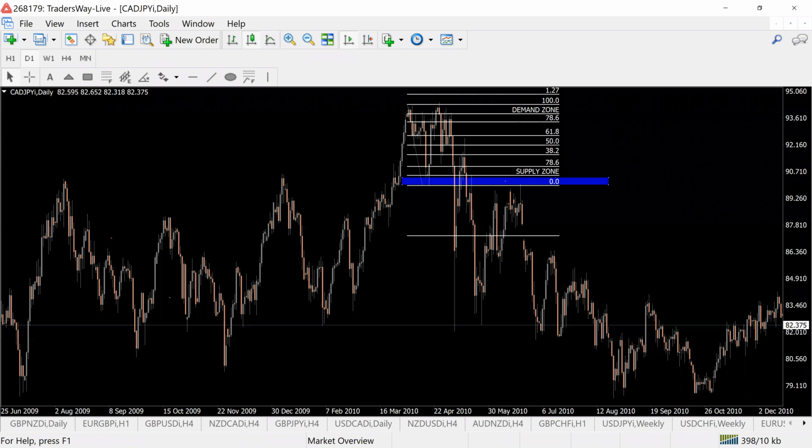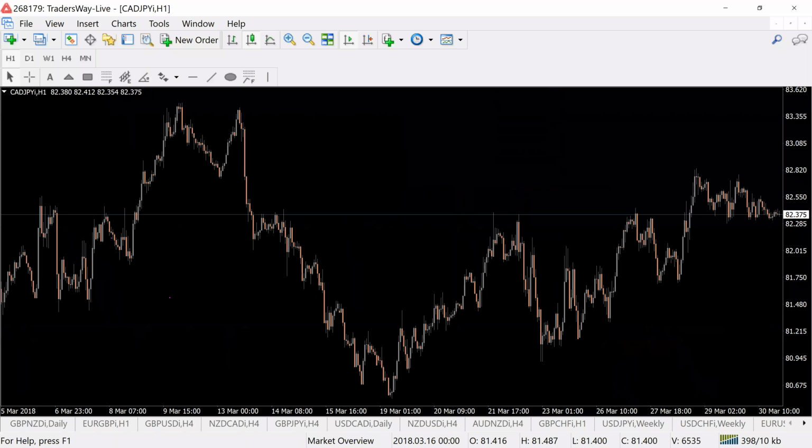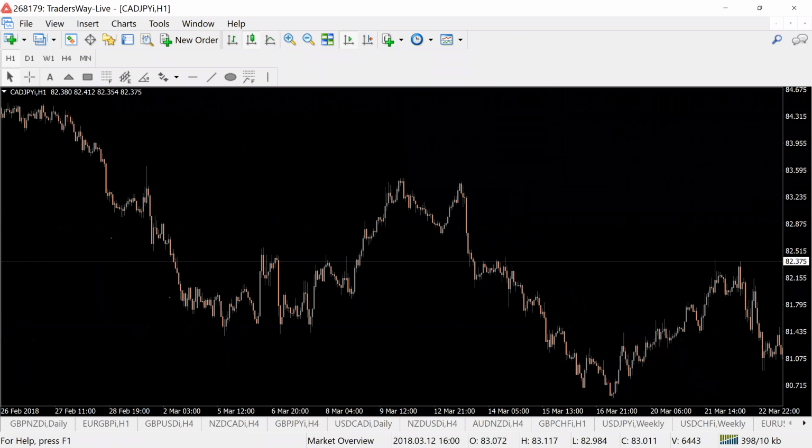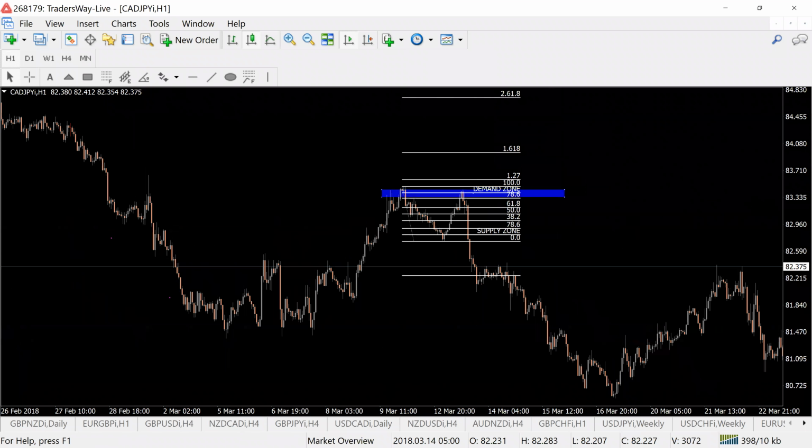Does this work on hourly candles? Yes, it does. Thanks, Oran. I appreciate that. You're welcome. Does it work on hourly candles? Here we go. Draw from the high down to the low. Market came to 100%. And there you go.